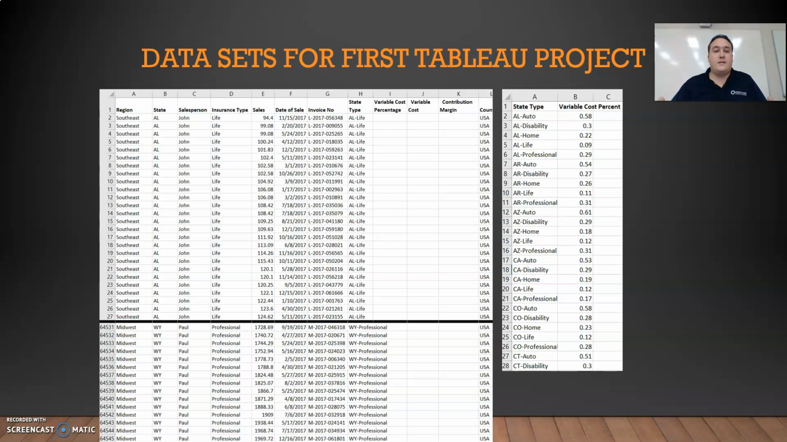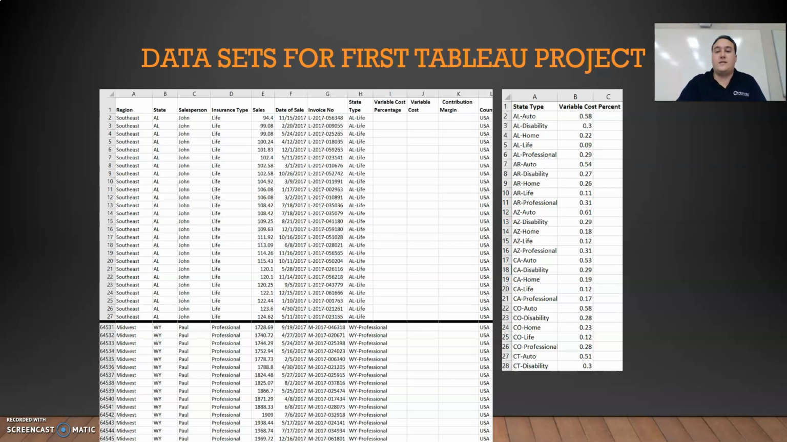Now, we're looking at the region, the state, those are self-explanatory, the salesperson that sold the kind of insurance, which is the next type: life insurance, professional insurance, auto insurance, etc. The date of that sale, how much it was worth, the invoice number so the company could track it, the state, and the type of insurance.